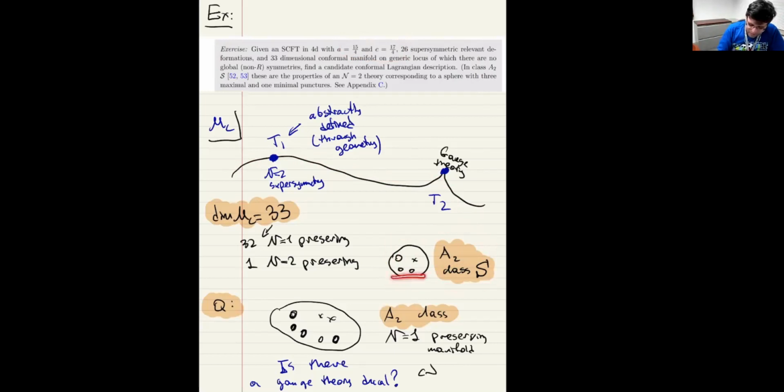But in this particular case, it actually has a large N=1 preserving conformal manifold. So there is an N=2 preserving conformal manifold, and there is an N=1 preserving conformal manifold. And you can actually find such a dual description.